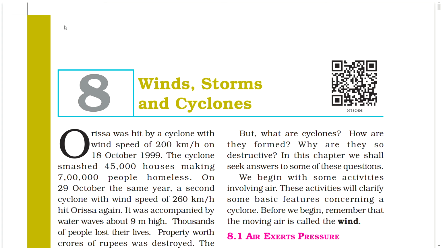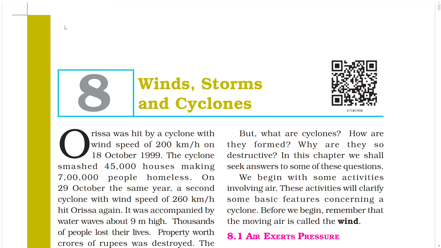8. Winds, storms and cyclones. Odisha was hit by a cyclone with wind speed of 200 km per hour on 18 October 1999. The cyclone smashed 45,000 houses, making 7 lakh people homeless.